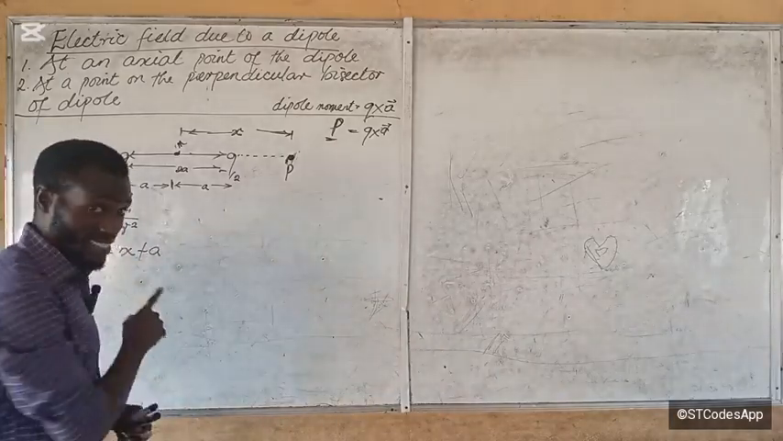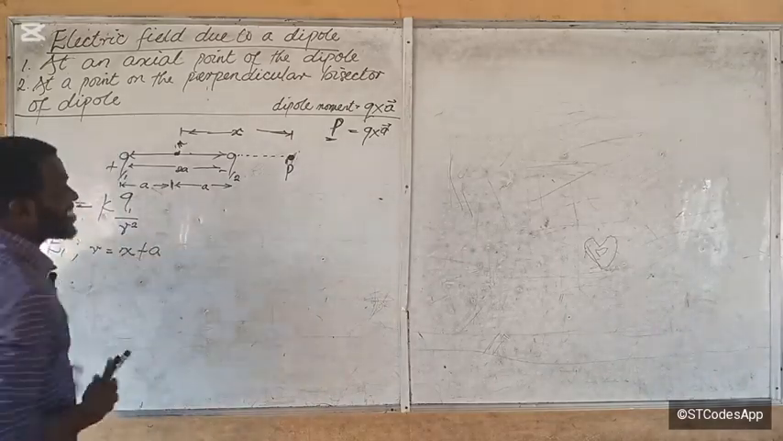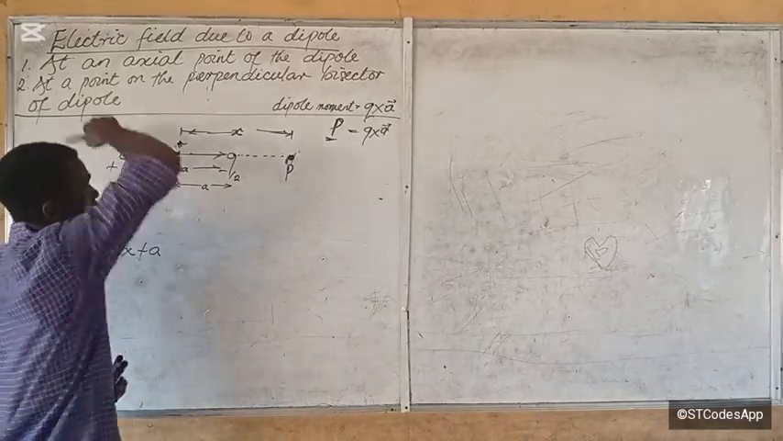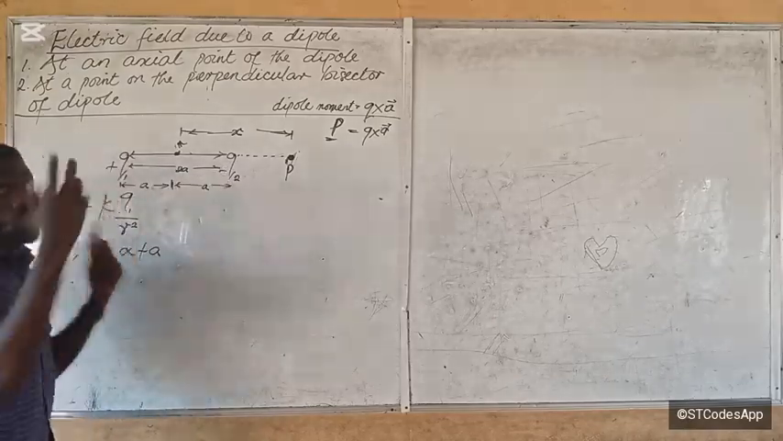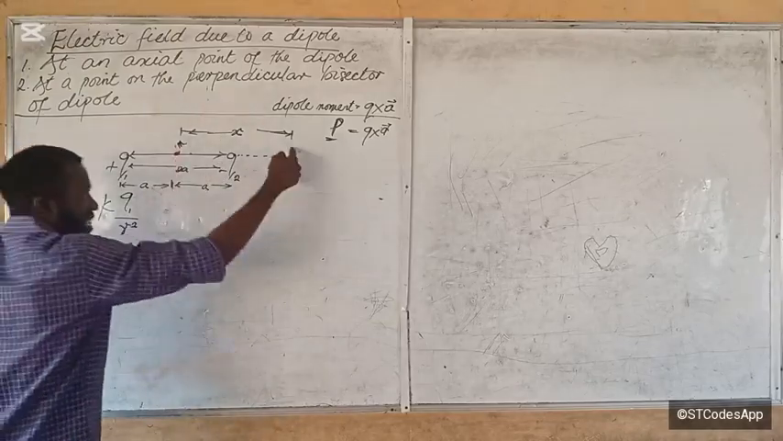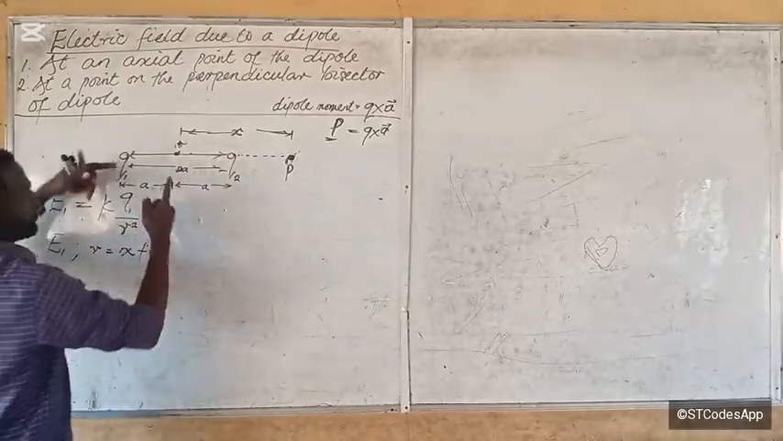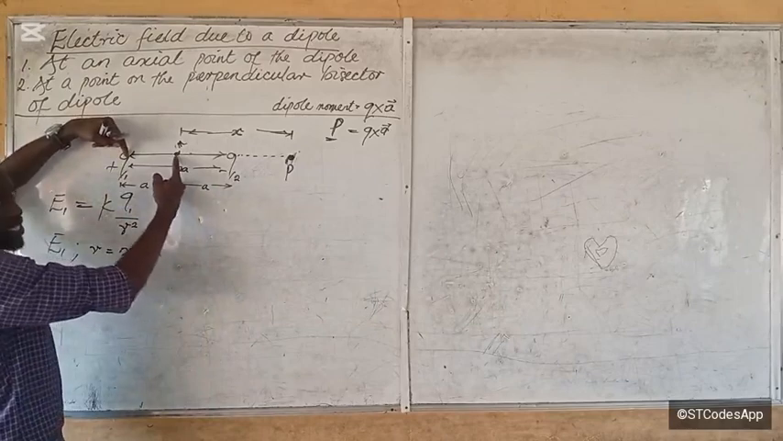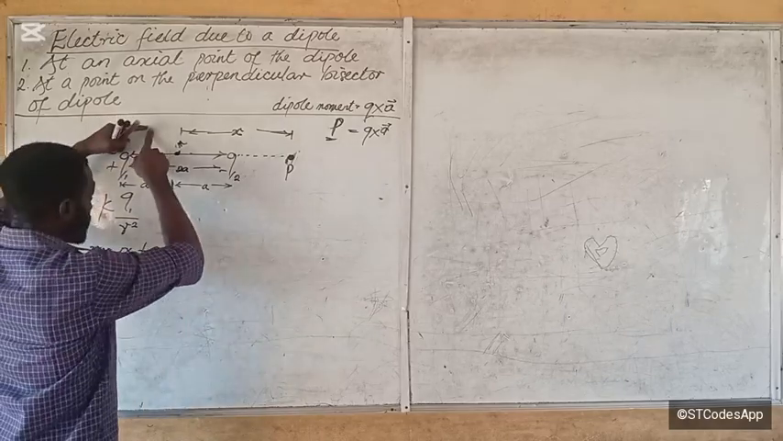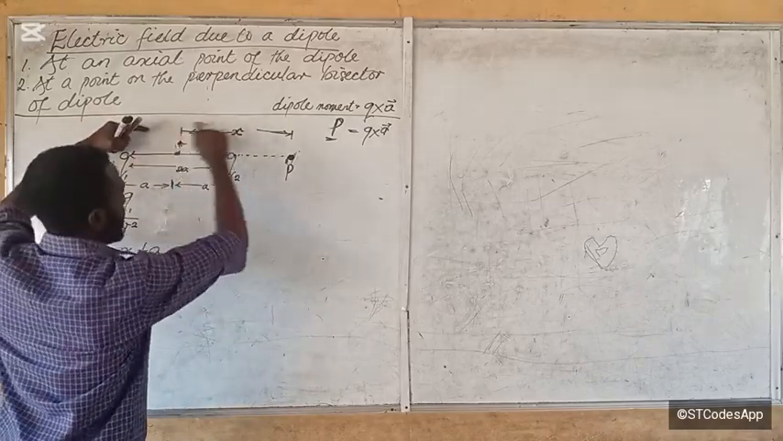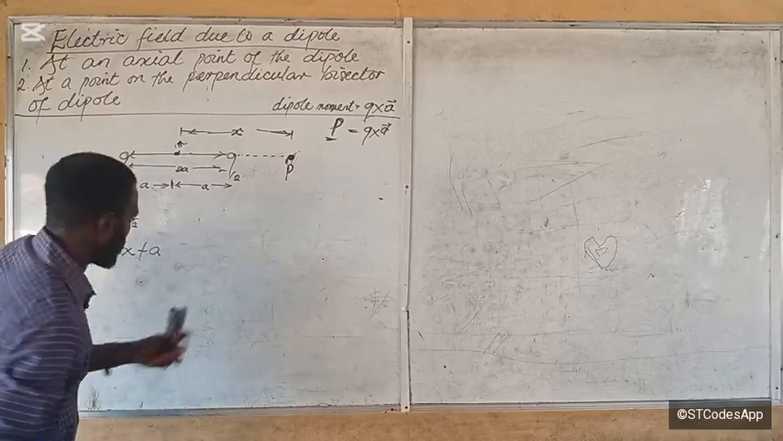Does this make sense? I'm going to explain again. I said that if from here to here is 2A, and from here to here, where we are feeling the electric field, point P, is X, it means that half of this distance, half of 2A, is going to be A. Okay? So A and this entire length, that's going to be X plus the remaining A. Does that make sense? Good.